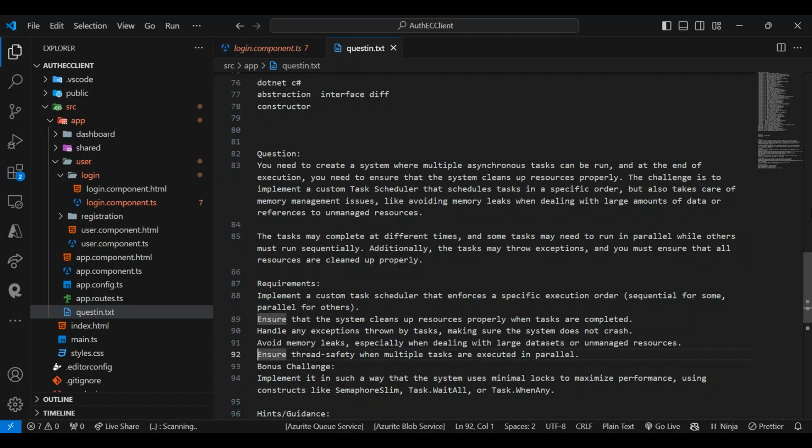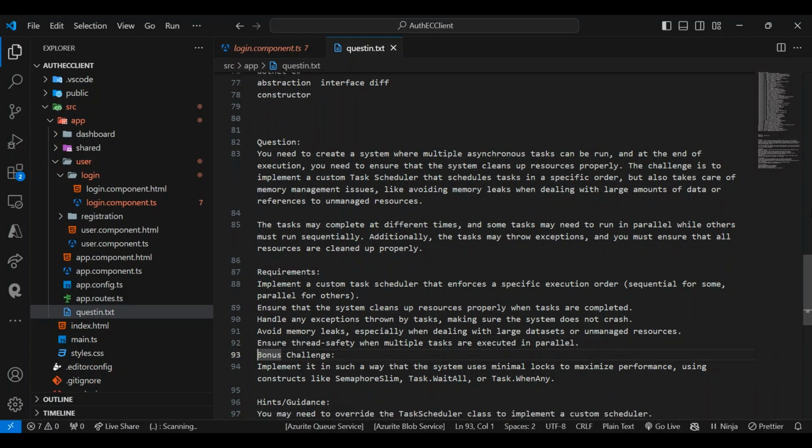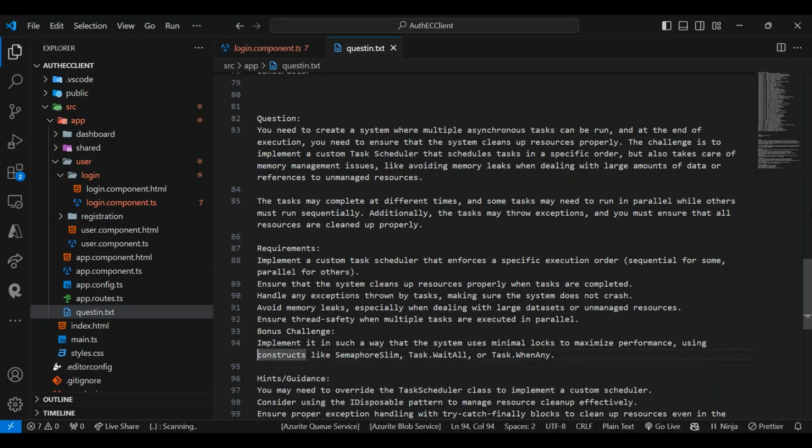Third, handle any exception thrown by a task, and make sure the system does not crash. Fourth, avoid memory leaks, especially when dealing with large data sets or unmanaged resources. Ensure thread safety when multiple tasks are executed in parallel. And as a bonus challenge, implement it in such a way that the system uses minimum locking to maximize performance, using constructs like SemaphoreSlim, Task.WaitAll or Task.WhenAny, and other properties of .NET. For this problem, they gave approximately 30 minutes.